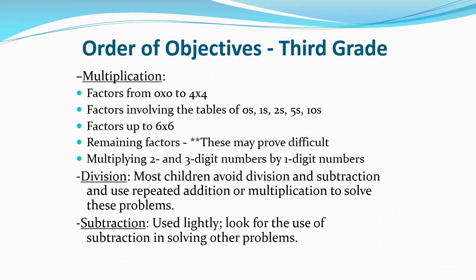For third grade, we're dealing with multiplication. You can see there the order of factors from 0 times 0 to 4 times 4, and then factors involving the tables, 1s, 2s, 3s, and up to 6 times 6. Remaining factors, these may prove difficult, so be careful as you're going through that. Expect them to be hard. And then multiplying 2- and 3-digit numbers by one-digit numbers.